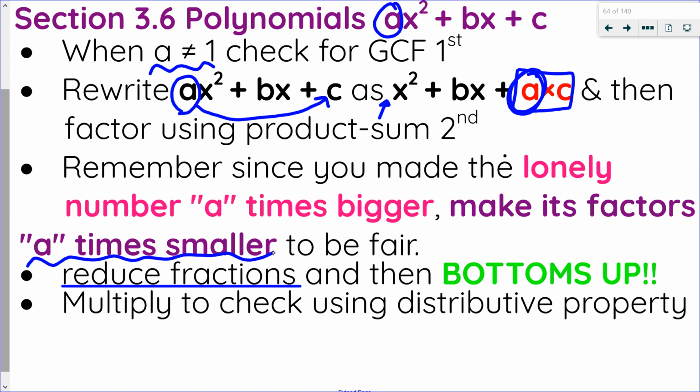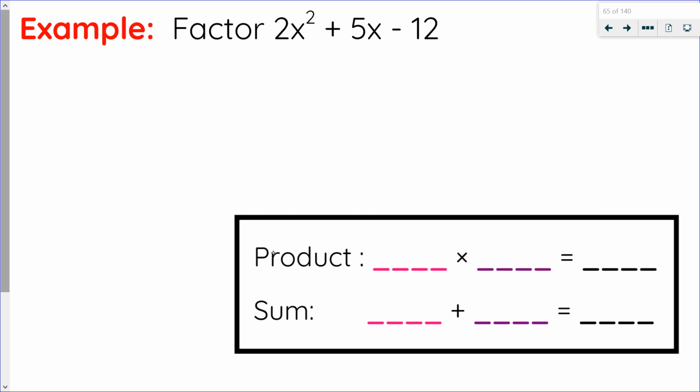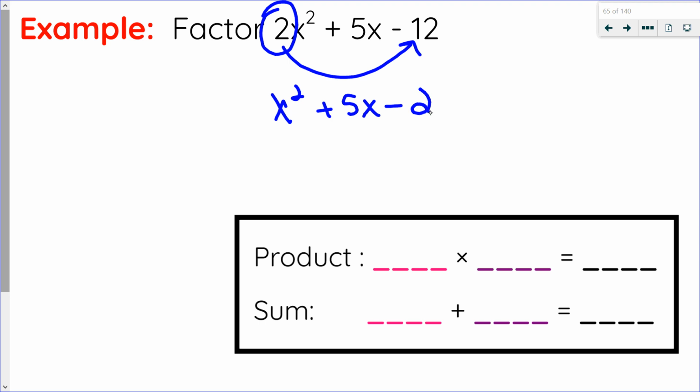So let's look at an example. In this example here, I want to factor 2x squared plus 5x minus 12. So the first thing I'm going to do is move this 2 back here by multiplying it. So instead of factoring 2x squared, I'm going to factor x squared plus 5x minus 24. So that's a much easier polynomial to factor.